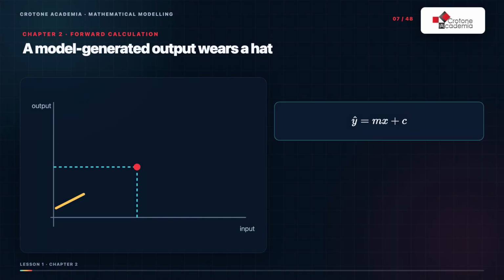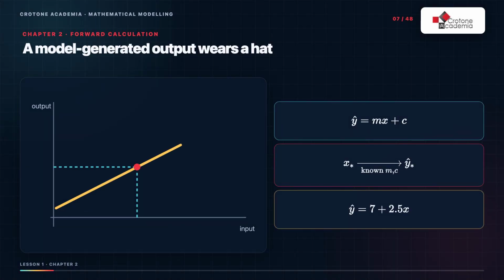Choose an input on the horizontal axis. Move vertically to the line, and then horizontally to the output axis. Once the equation and its parameters are known, calculating an output is a forward problem.